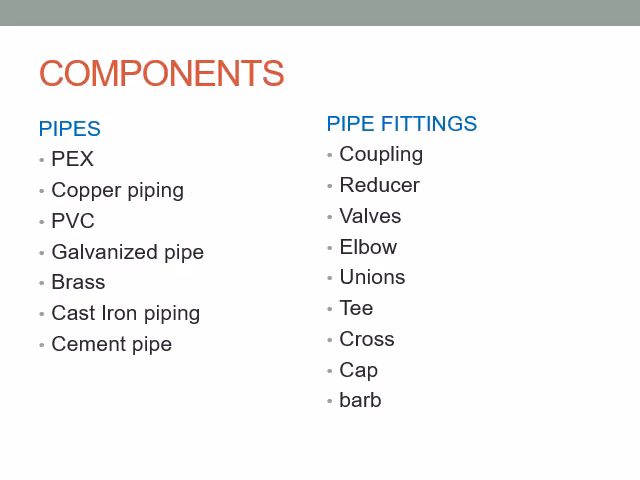So next is about the components of plumbing. It is classified as pipes and pipe fittings. In terms of pipes, there are PEX and copper pipings, PVC, galvanized pipe, brass and cast iron pipes, and also cement pipes. Then pipe fittings, which are used to connect one pipe to another: couplers or couplings, reducers, valves, elbows, unions, tees, then cross, cap, and also the barb.